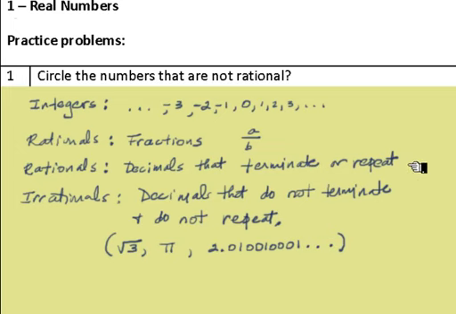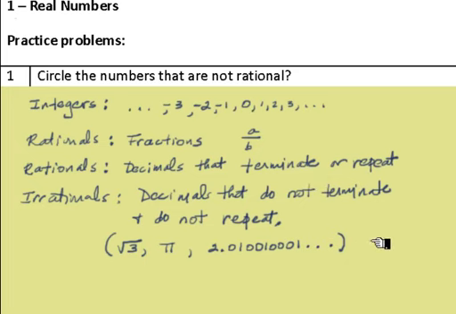Or we can describe them equivalently as decimal numbers that terminate or repeat. So any fraction can be written as a decimal number that either terminates, or if it doesn't terminate, it repeats. Now, irrationals, that are basically whatever's left, so we're left with decimals that do not terminate and do not repeat.